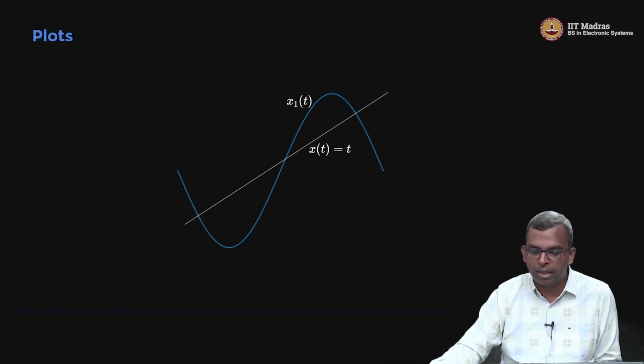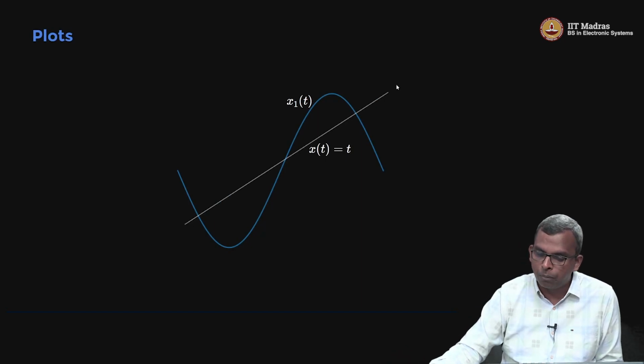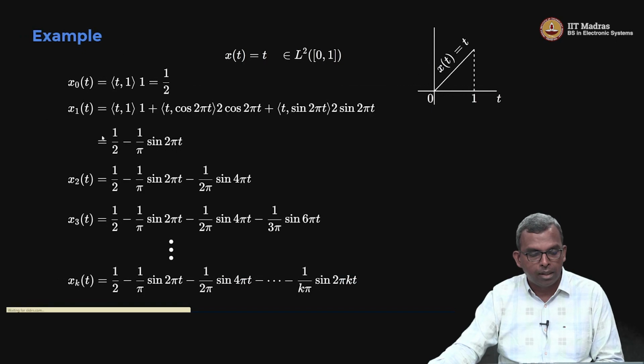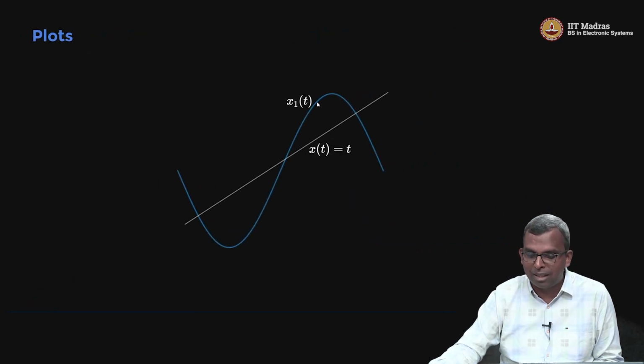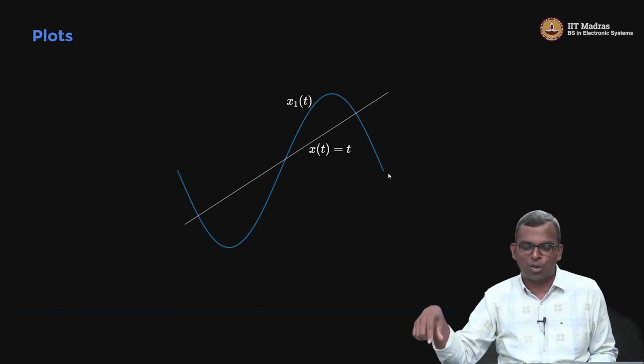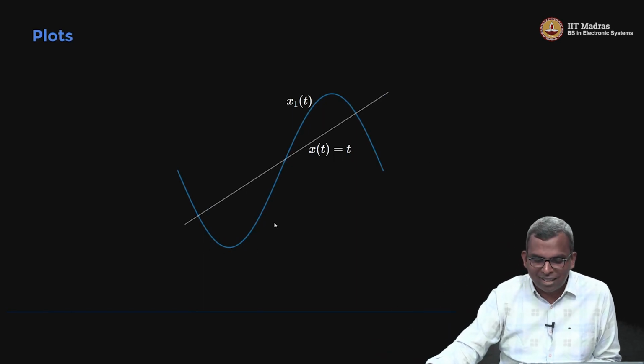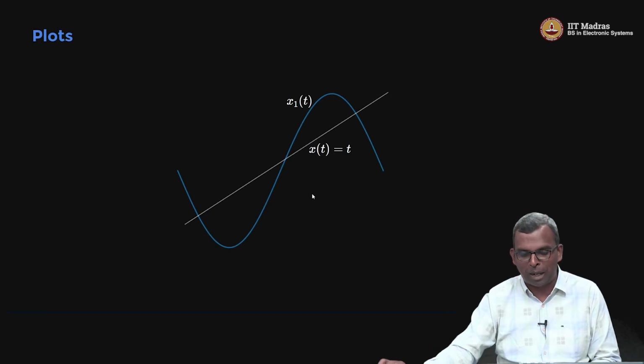Okay, so let me just plot in this case. This is x of t equals t, this straight line here, and this is x1 of t. You saw the x1 of t, right? Half minus 1 by pi sine 2 pi t. So it does this oscillation as you can expect. It's just a sinusoid. It is sort of all over the place, but you can see it's close to this line, isn't it? It's sort of not deviating too much from the line.